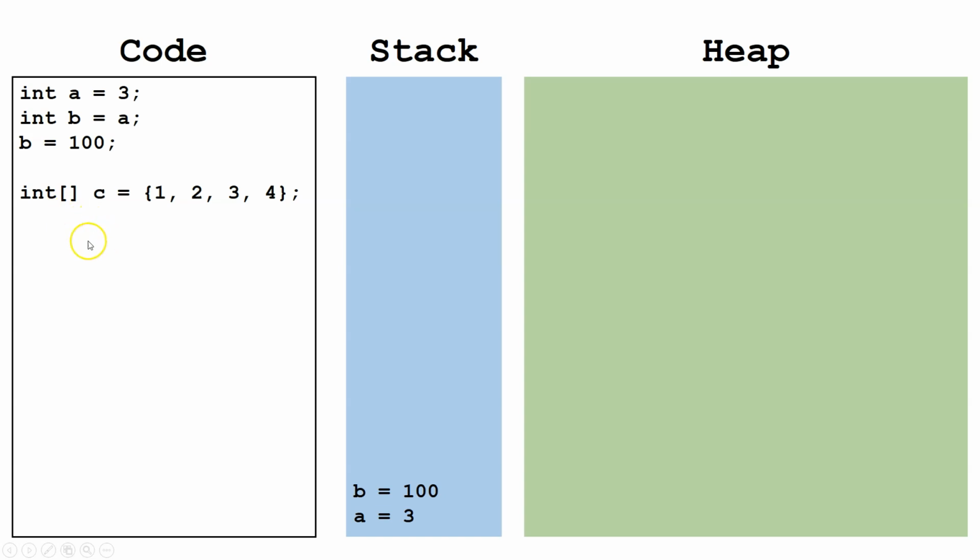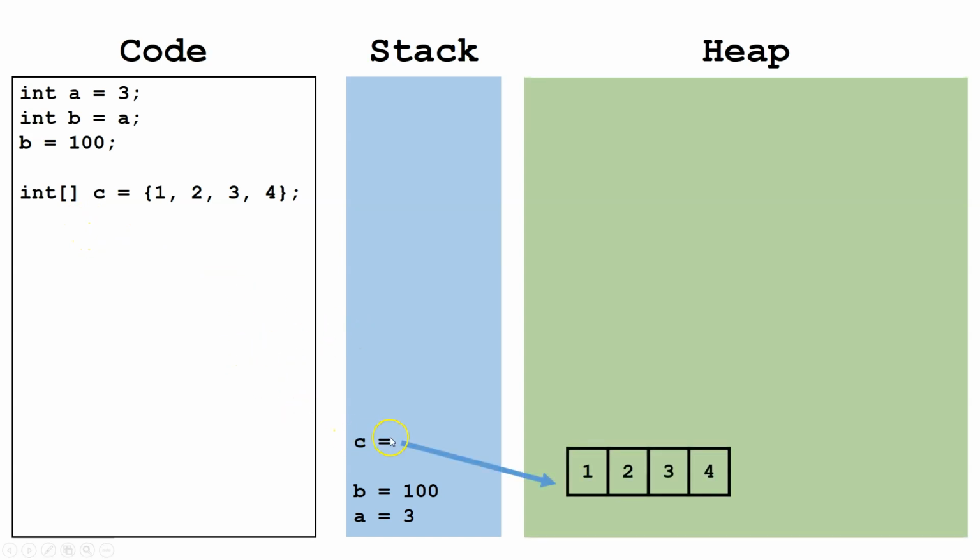Integer arrays are objects. So, on the stack, we set C equal to a pointer to an object on the heap. The value of this object is an array of size 4 with values 1, 2, 3, and 4 in indexes 0, 1, 2, and 3. Remember, the only data stored in C on the stack is the pointer.